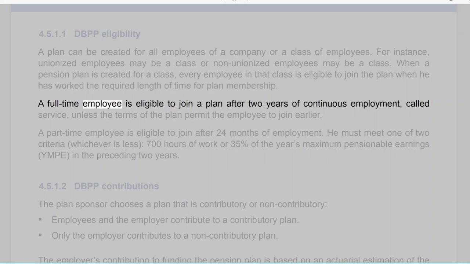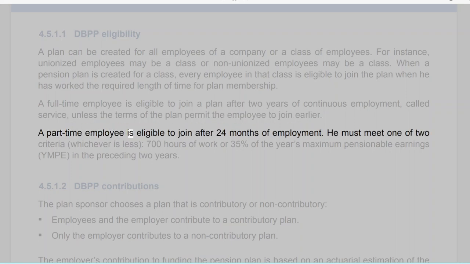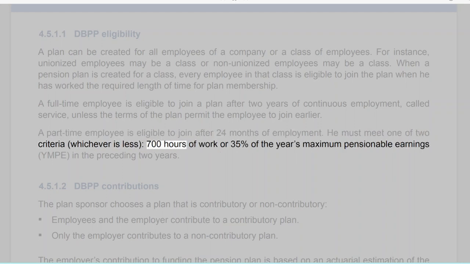A full-time employee is eligible to join a plan after 2 years of continuous employment, called service, unless the terms of the plan permit the employee to join earlier. A part-time employee is eligible to join after 24 months of employment. He must meet one of two criteria, whichever is less: 700 hours of work or 35% of the year's maximum pensionable earnings, YMPE, in the preceding 2 years.